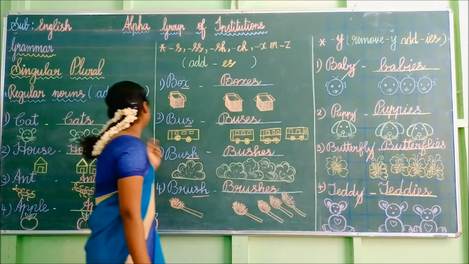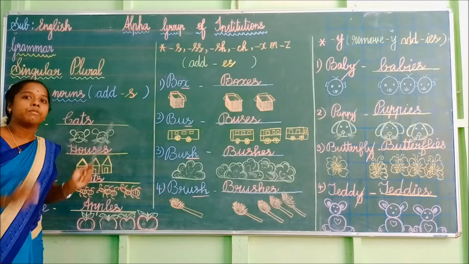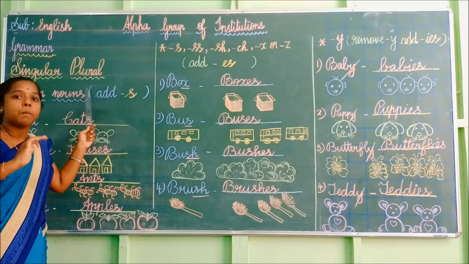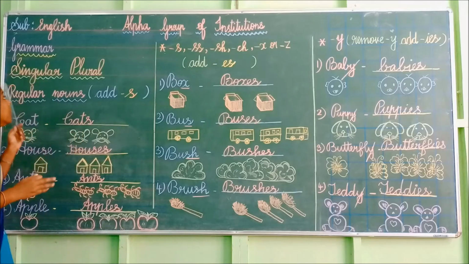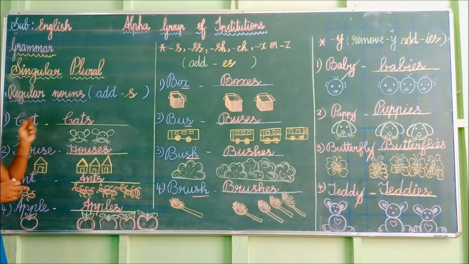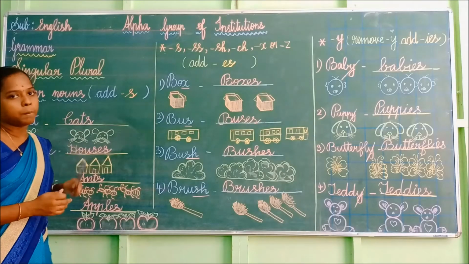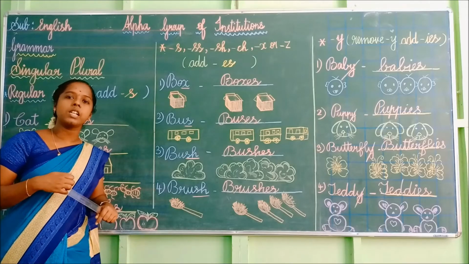Very good. So singular means only one thing. Plural means more than one. It will be 2, 3, 4 and so on. So singular, plural. This is the formula for singular, plural. Have you all understood? Very good.